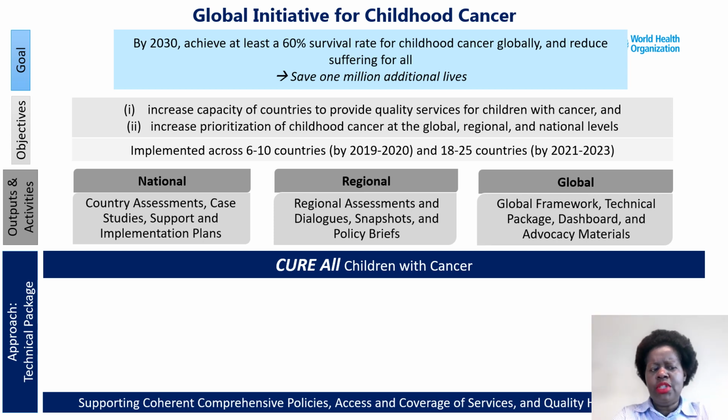What are the key objectives of this Global Initiative for Childhood Cancer? It is to increase the capacity of countries to provide quality services for children with cancer and also increase the prioritization of childhood cancer at global, regional, and national levels. I did mention that very few countries include childhood cancer in their national cancer control plan, and very few put childhood cancer in their benefit packages.